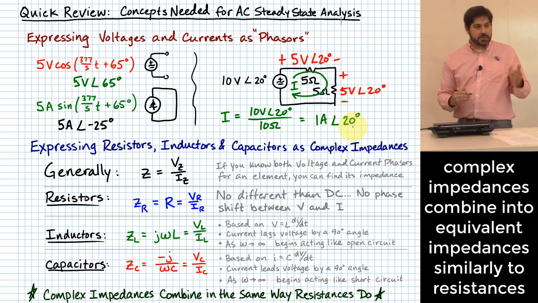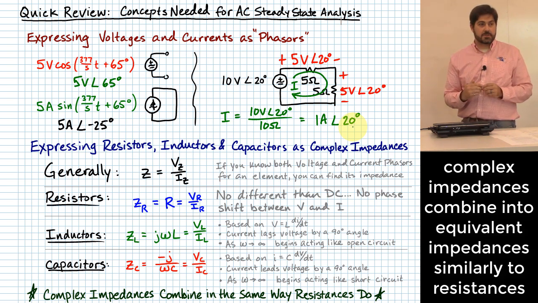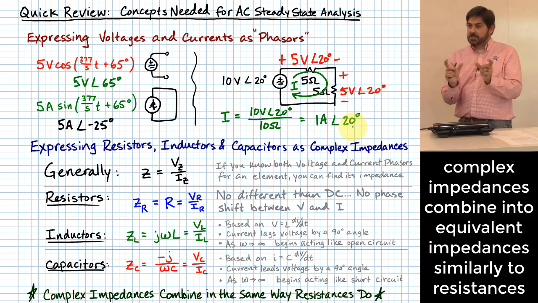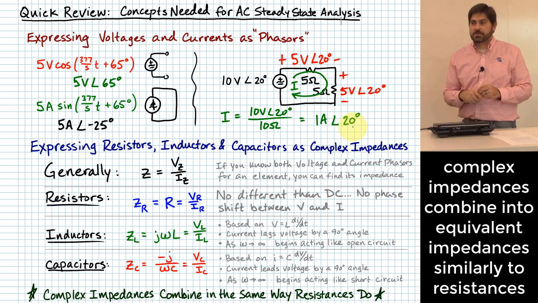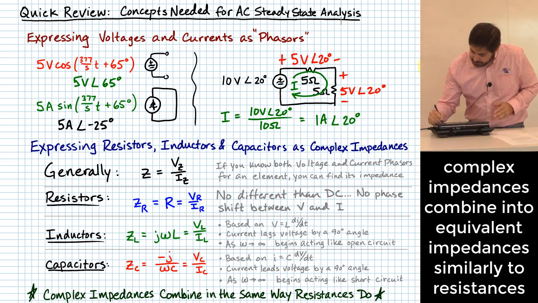Okay? The last little note that I want to make is that when we are combining complex impedances, they combine the same way as plain resistors do in DC circuits. Meaning, if you have two complex impedances in series with one another, they just add. If you have two or more complex impedances in parallel with each other, they combine similarly to how resistors combine when they are in parallel, right? Reciprocal of the sum of the reciprocals, or if you just have two of them, you can do the product over the sum technique that we've seen several times. Okay, so that's some review stuff that I wanted to go over.